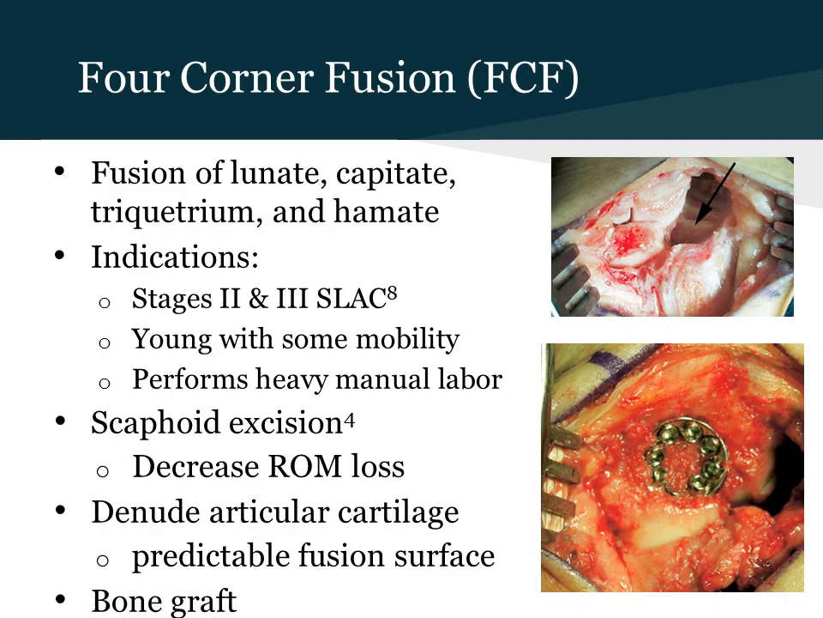Four-corner fusion, or FCF, involves the lunate, capitate, triquetrum, and hamate. This surgical procedure is commonly indicated for stages 2 and 3 SLAC and young patients that perform heavy labor. The procedure involves excision of the scaphoid to decrease post-surgical range of motion loss, followed by denuding the articular surfaces of the 4 involved carpal bones. Before fixation by hardware, surfaces are packed with bone graft in order to provide a predictable fusion surface.